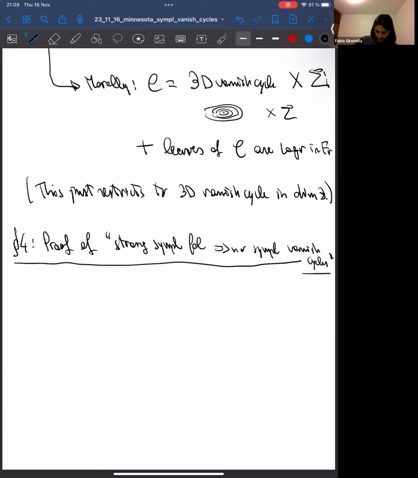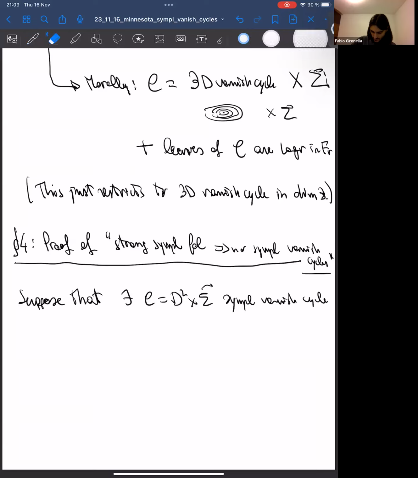So, well, we argue by contradiction. We suppose that there is a symplectic vanishing cycle for some sigma. This sigma can be whatever.